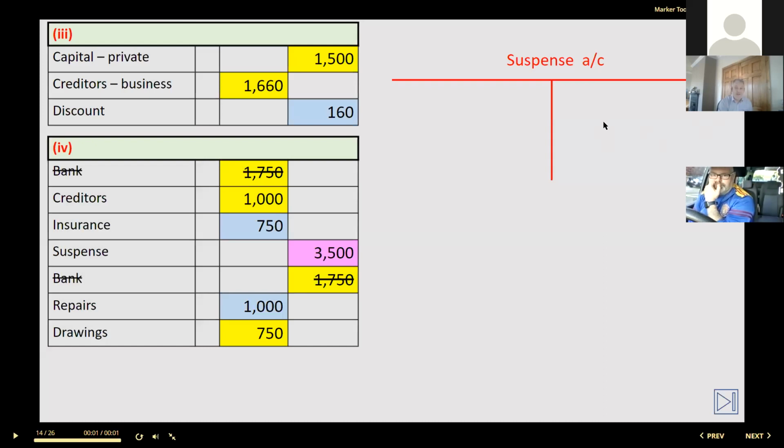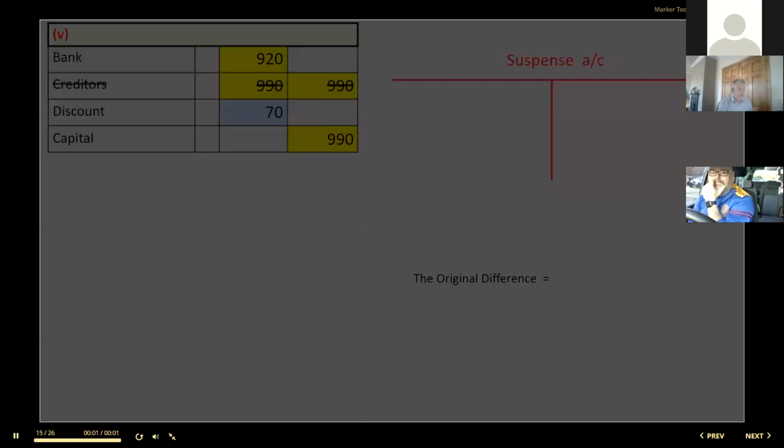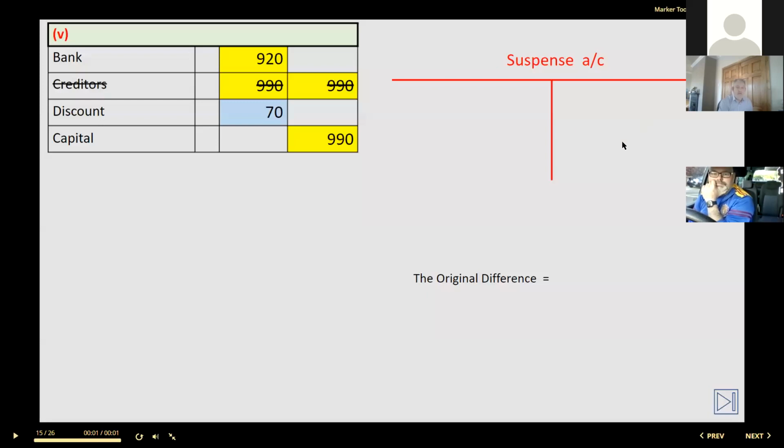Is there anything else there for suspense? There clearly is, at 3,500. So this is transaction number 4, 3,500. What is it against? It's against creditors and insurance and repairs or whatever. I click on, again, my handwriting. Is there anything there for suspense? Okay, time to close it off. It's really easy for people to close off. What's the difference between the BD and the CD? I've got myself my original difference.